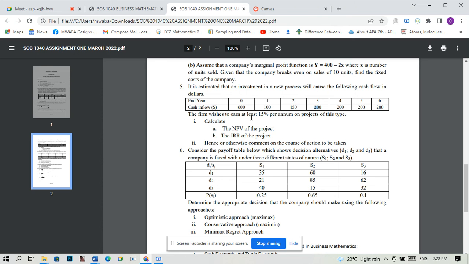To calculate the net present value, we are going to convert these future values, which we are forecasting, into present values, to see if this project is worthwhile. If our net present value is greater than zero, we accept. If it's less than zero, we reject. So what I'm going to do is make a table.